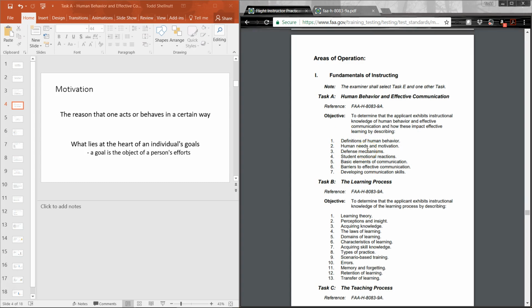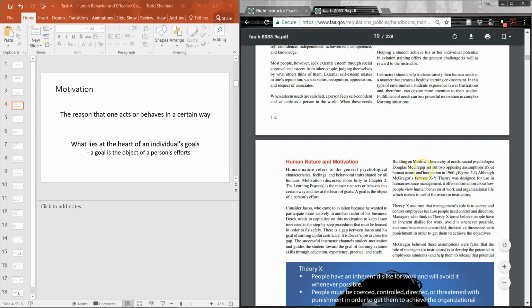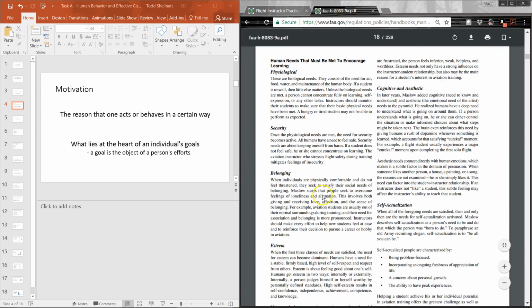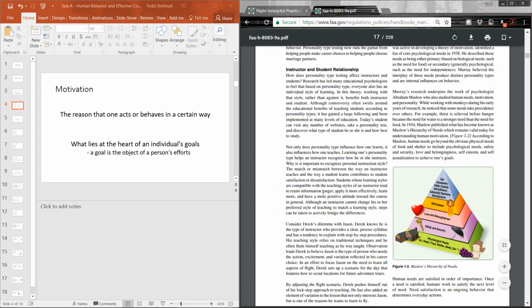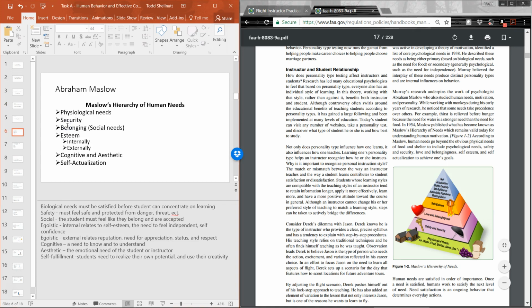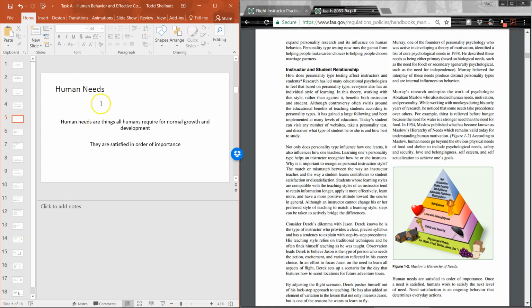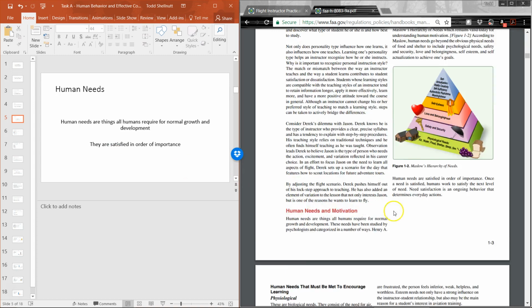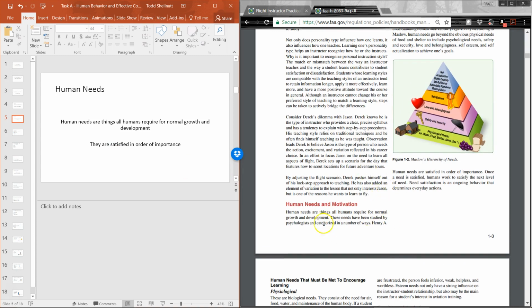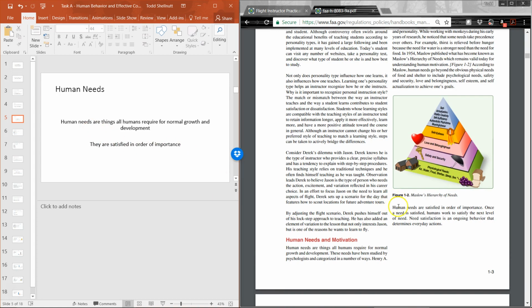Okay, so now that we did the definition of human behavior and we did our tie-in, we're talking about human needs and motivation. We talk about motivation, and then of course I have to go back up because I do it a little bit different. So I talk about the human needs after that. I like to talk about motivation first and then go into the human needs. Human needs are all things required for normal growth and development, and they're satisfied in order of importance. And you can see them here.